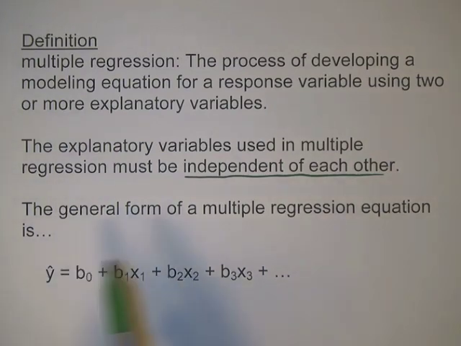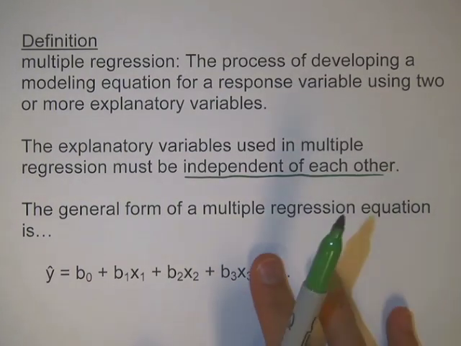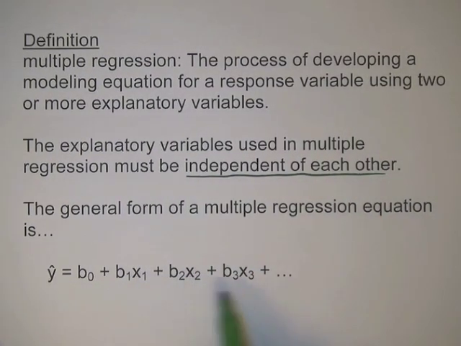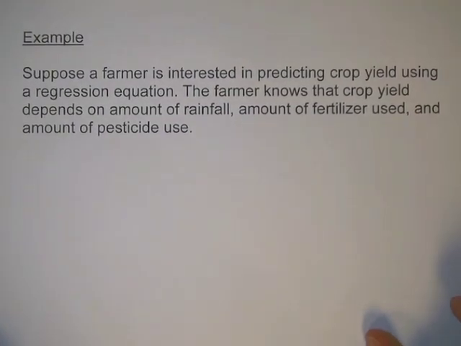Now, the general form of a multiple regression equation is b0 plus b1 times x1 plus b2 times x2 plus b3 times x3 plus and so on. This pattern could continue for as many variables as you have. If we just had three variables, x1, x2, x3 would be your three variables. b0 would still be the y-intercept, the value when x1, x2, and x3 are all 0. And then b1, b2, and b3 would be the coefficients, whatever you're multiplying each of your explanatory variables by.